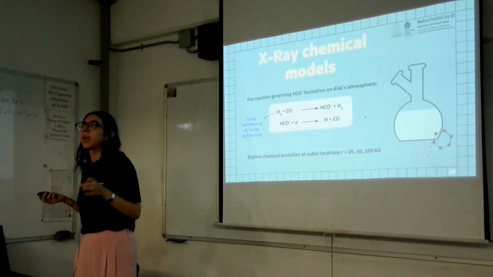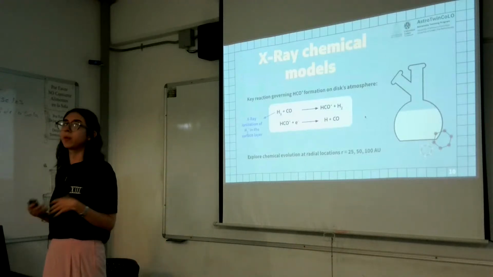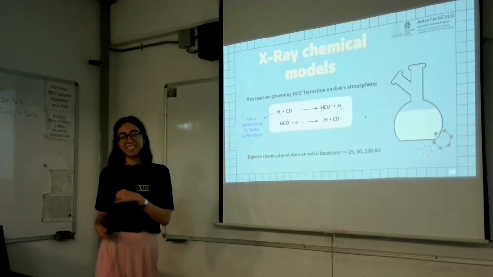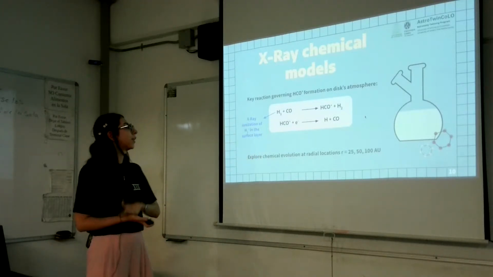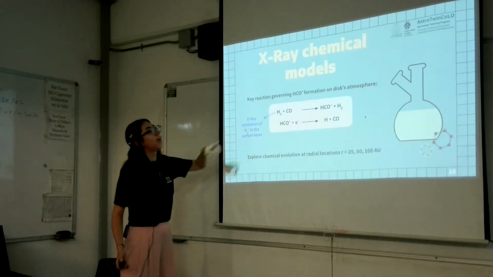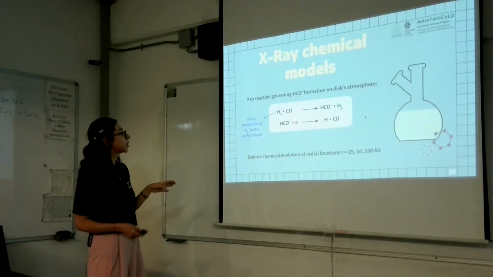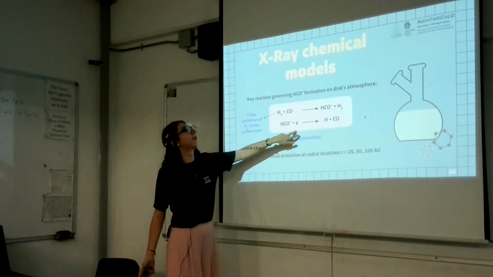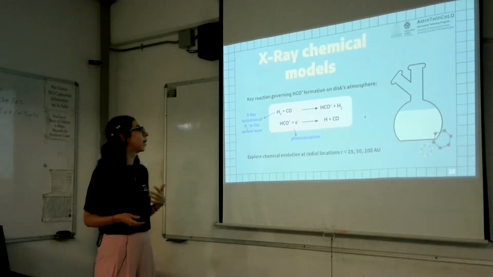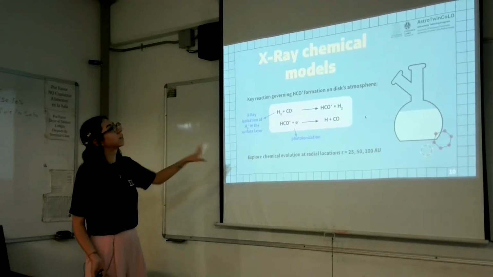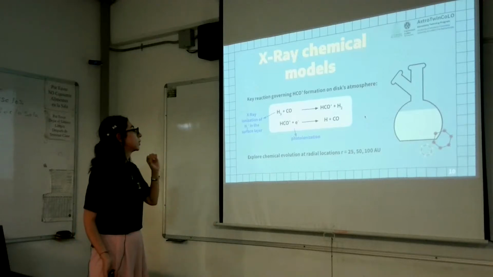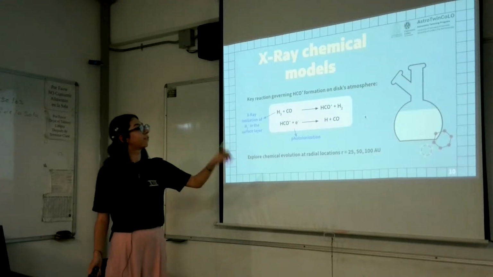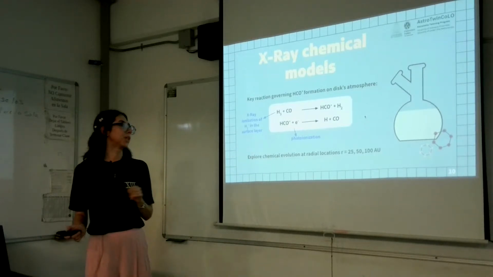So they said, okay, we have these observations, but now we want to compare them with chemical models. These are the reactions that are governing the formation of this ion in the atmosphere. Here, the H3+ is produced by the X-ray ionization of H2 in the surface layer. And these electrons that are combined here are produced by photoionization. So what they are trying to do with these chemical models is to explore chemical evolution at 3 different radii: 25, 50, and 100 astronomical units.